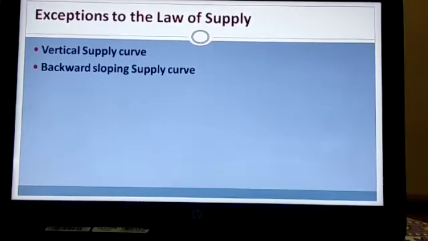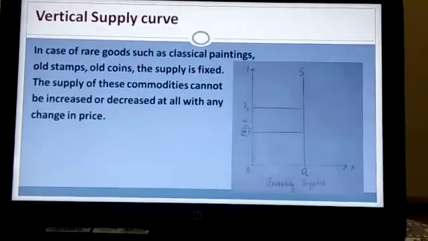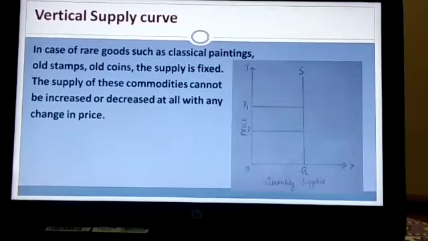So there are two exceptions: vertical supply curve and backward sloping supply curve. Let us do them one by one. The first one being the vertical supply curve. What is meant by a vertical supply curve? Now let us read about it.